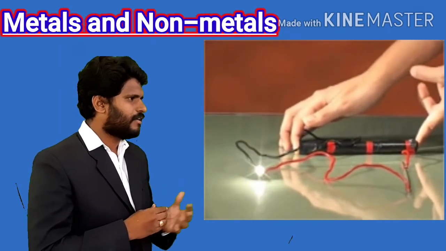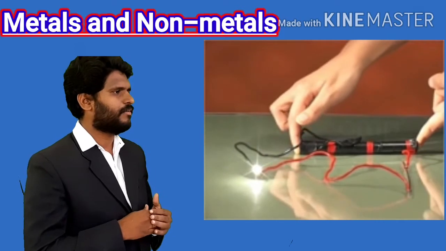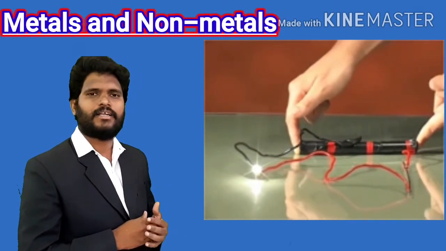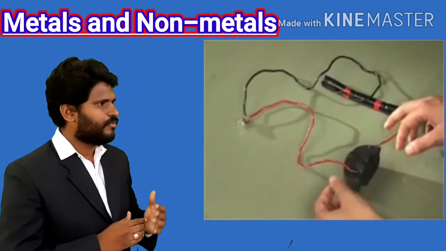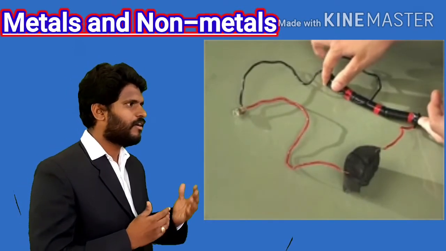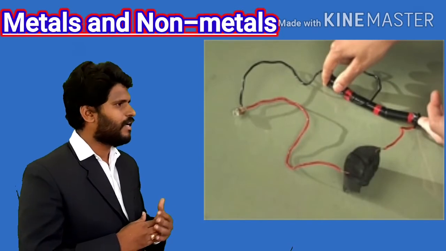When we switch on the electric circuit, what do you observe? We can observe the glowing of the bulb. That means we can say that iron is a good conductor of electricity. We do the same experiment with the help of coal. We cannot observe the glowing of the bulb. That means coal is a bad conductor of electricity.